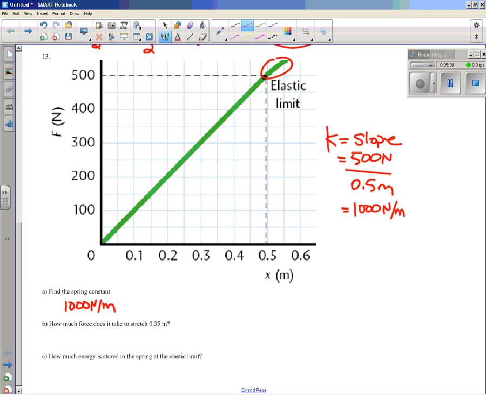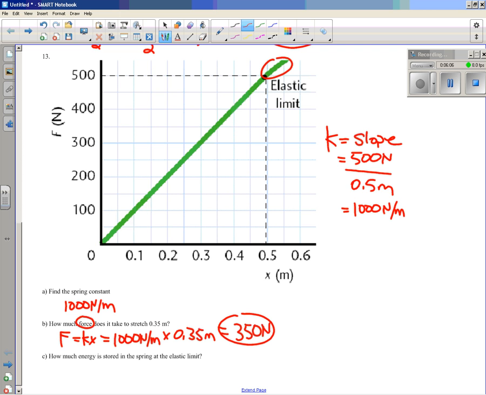Next, it says, how much force does it take to stretch it 0.35 meters? We need that spring constant to do that because it says force. How do we find force with a spring? It's equal to k times x. Now that we have the spring constant, I can put that 1,000 newtons per meter times the stretch it says, 0.35 meters or 35 centimeters. So I just go 1,000 times 0.35, which is 350 newtons.